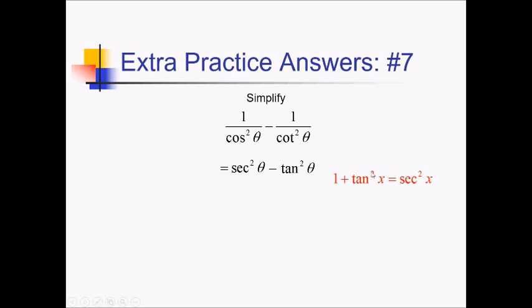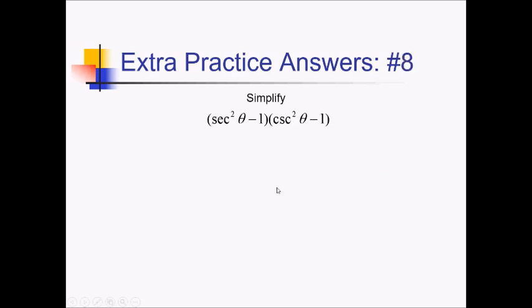So if I want to make this look like what I have here in my original expression, I can actually go ahead and subtract tan squared from both sides. That'll leave me with 1 equals secant squared minus tan squared, which means this whole thing just comes out to 1.